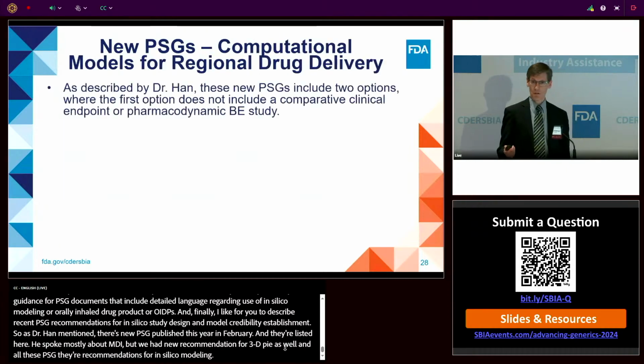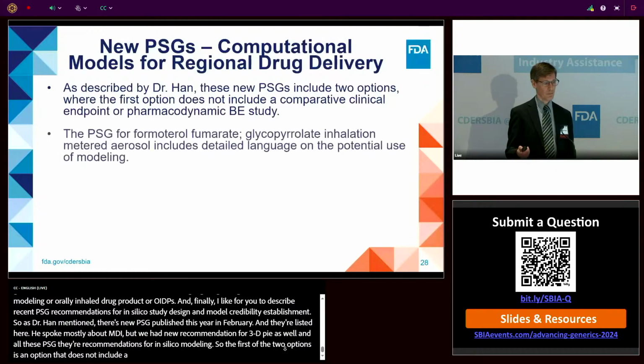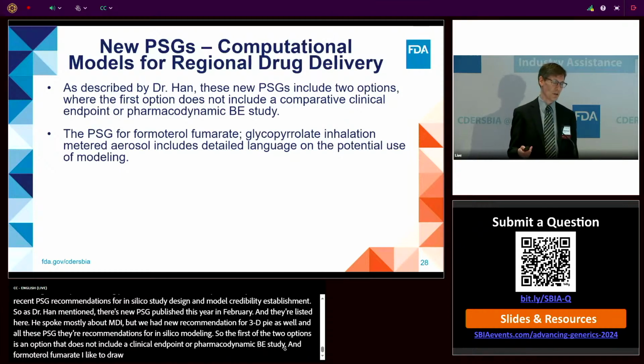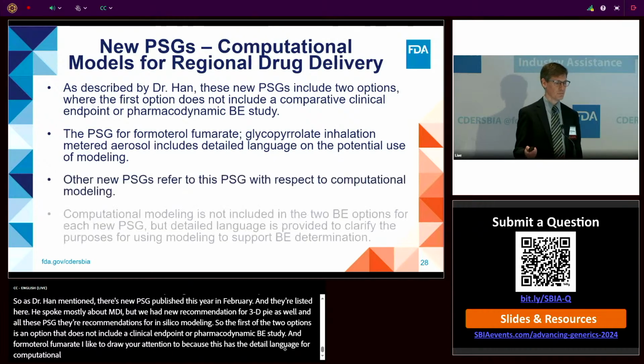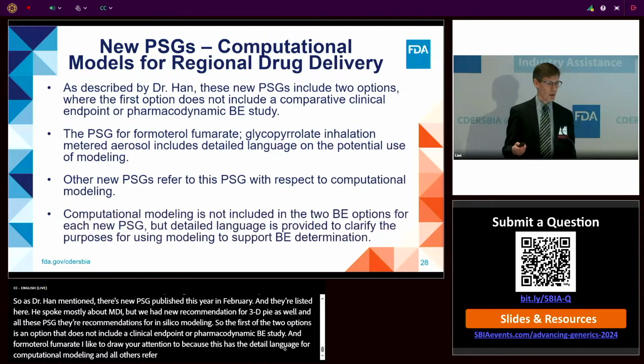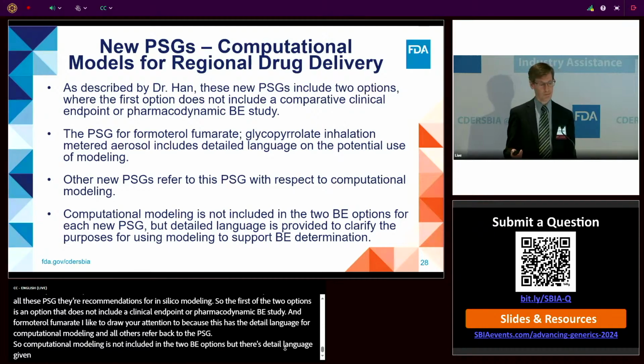So the first of the two options is an option that does not include a comparative clinical endpoint or pharmacodynamic BE study. And the PSG for formoterol fumarate glycopyrrolate is the one I'd like to draw your attention to because this has the detailed language for computational modeling. All the others just sort of refer back to this PSG. So computational modeling is not included in the two BE options, but there is detailed language given there to clarify purposes for why you might want to use a model.